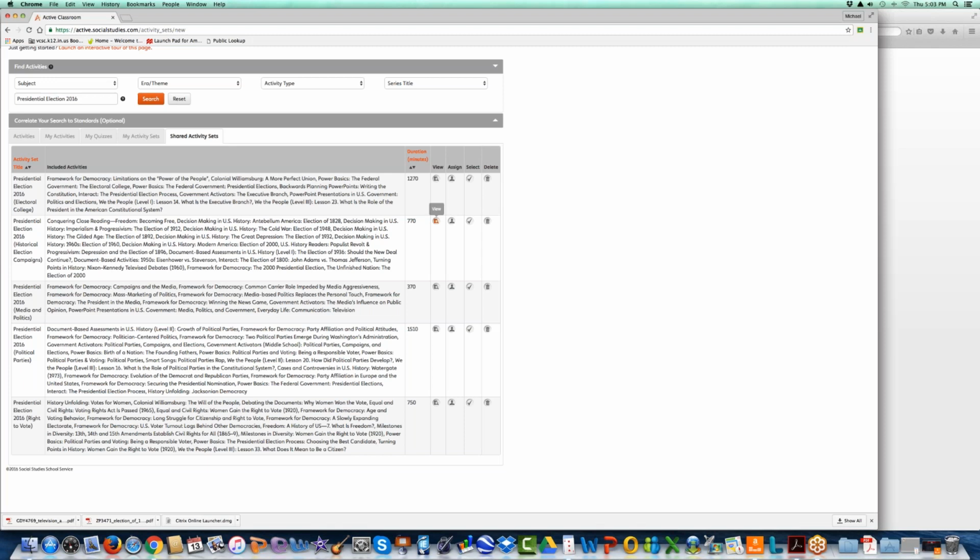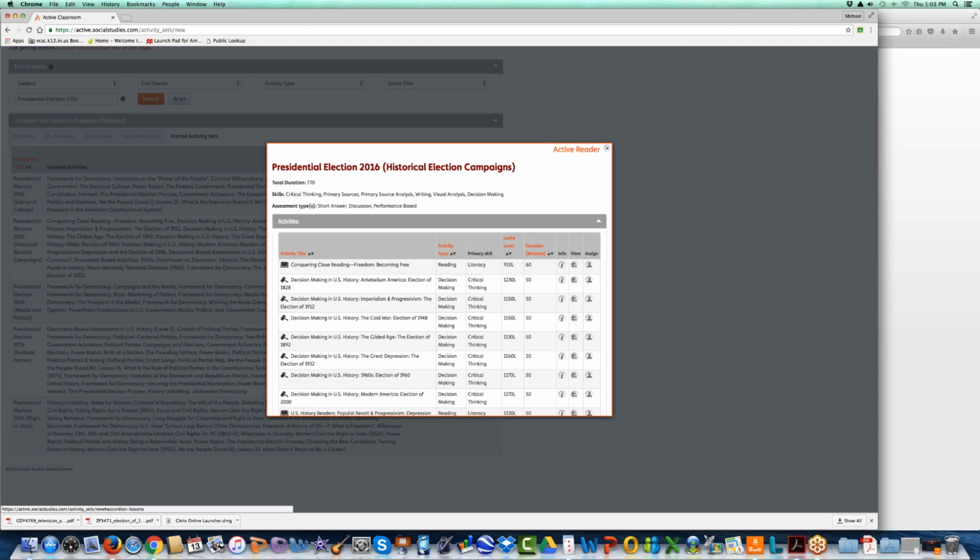You'll notice that when we look through some of the activity sets, for example, I'm going to start with the one for historical election campaigns. This is a rather big activity set. By the way, I should have mentioned earlier that all of these activity sets have been shared with you. So all you need to do is go to the Shared Activity Set tab when you are looking for activities or content for your classes. And the key word is Presidential Election 2016. If you see that, you should be able to find all of the activity sets that I'm going to share with you today.